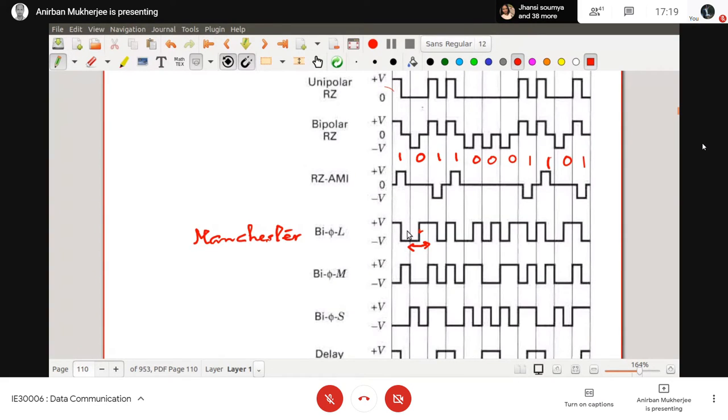Self-clocking means that if you have forgotten or missed your starting point, that is, you have lost the clocking at the detector side, you are confused whether to take this portion or whether to take this portion.